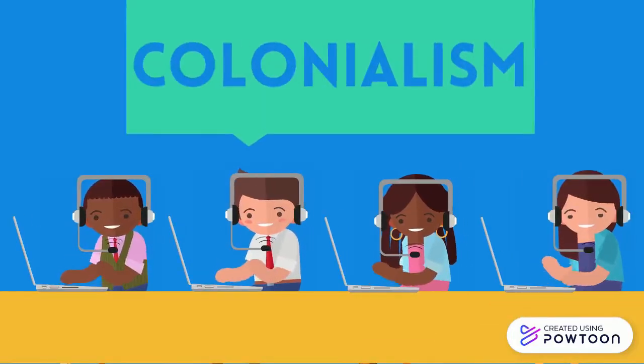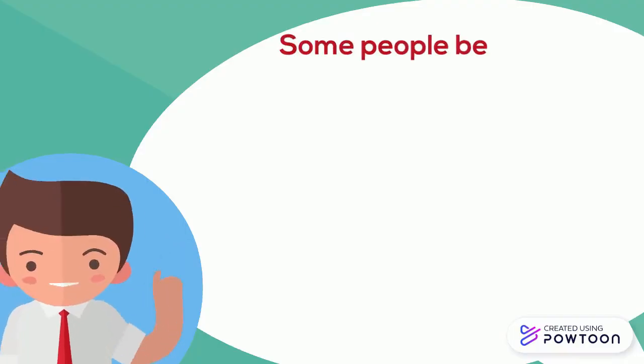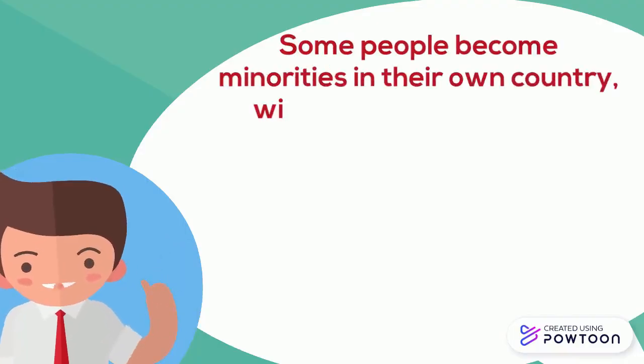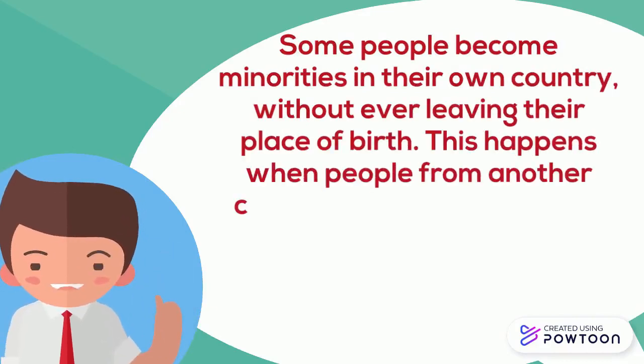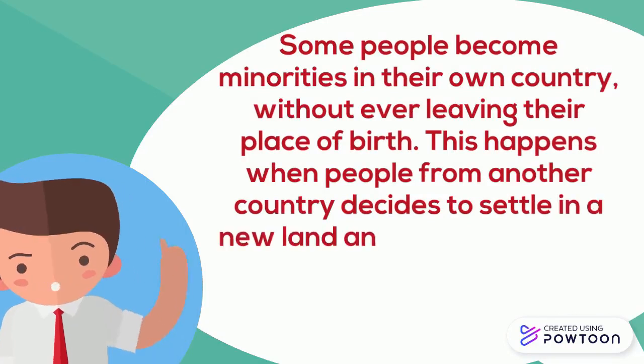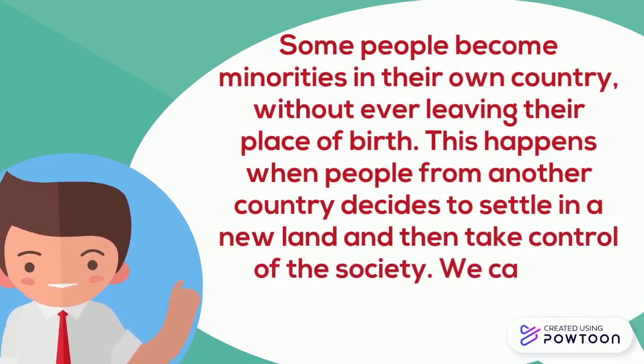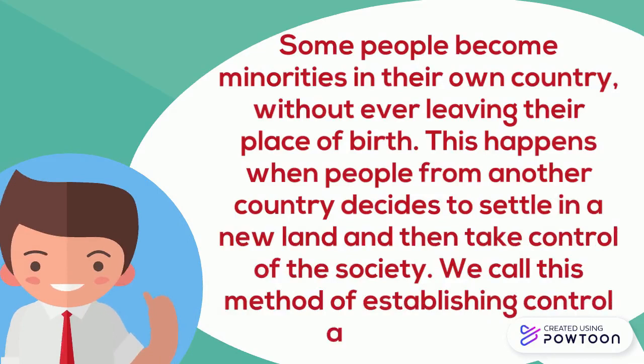Second is colonialism. Some people became minorities in their own country without ever leaving their place of birth. This happens when people from another country decide to settle in a new land and then take control of the society. We call this method of establishing control as colonialism.